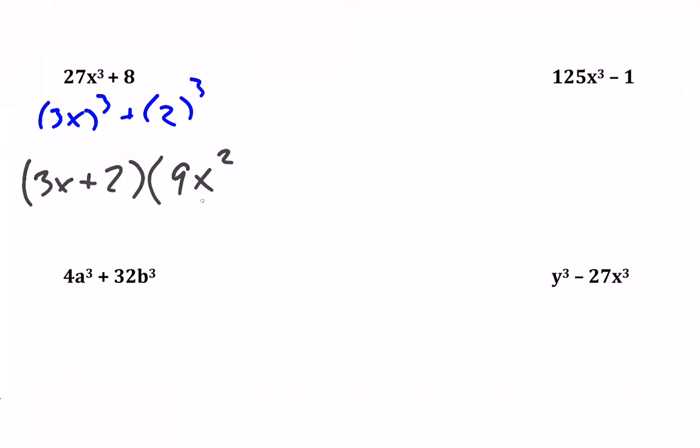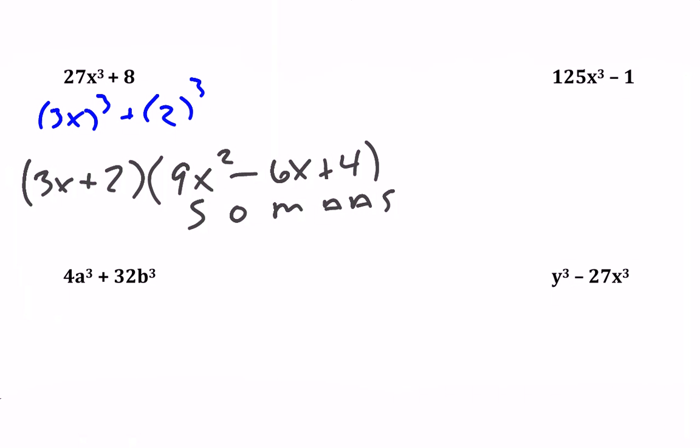I do the opposite sign, which, since it's a plus, would be a minus. I multiply my two terms. 3x times 2 is 6x. I always add, so I put a plus. And I square my second term. So 2 squared is 4. And that ugly thing is my final answer.